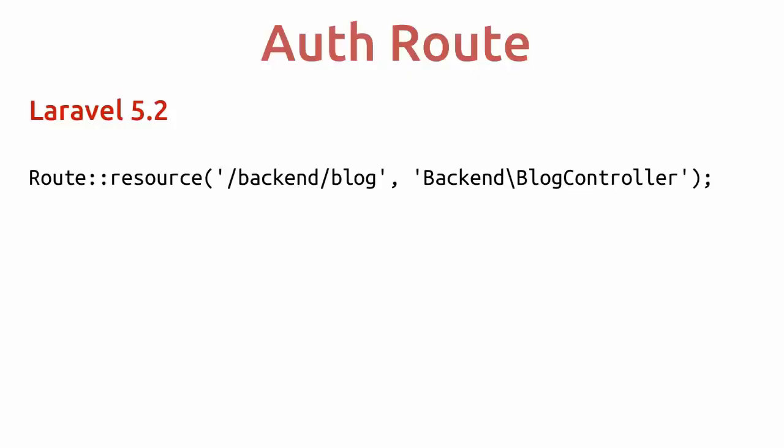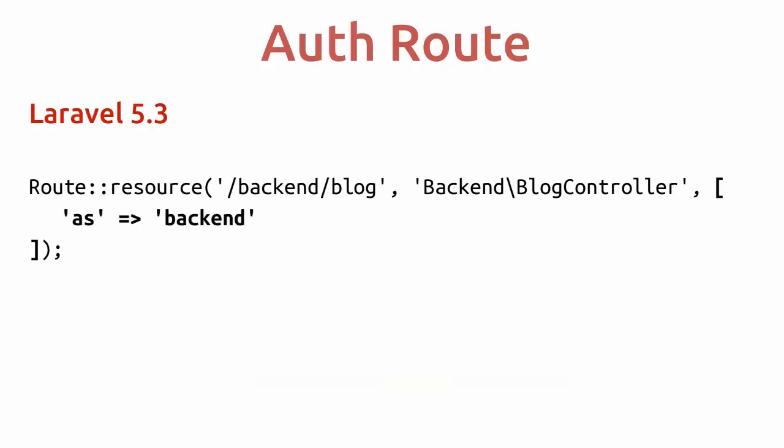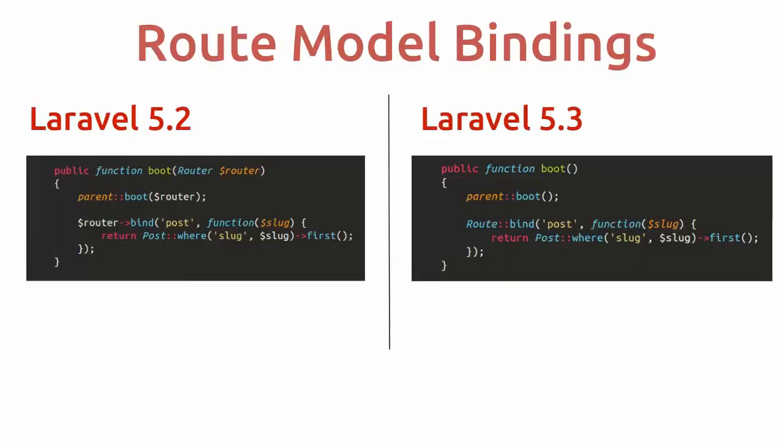Then, if you want to make a custom name of a REST resource route in Laravel 5.2, you simply define it like this, and it would generate some routes like this. In Laravel version 5.3, you must add additional options in the third parameter like so. And lastly, if you want to make route model binding in Laravel 5.2, you can define it in the route service provider like this, but in Laravel 5.3, you can follow something like this.